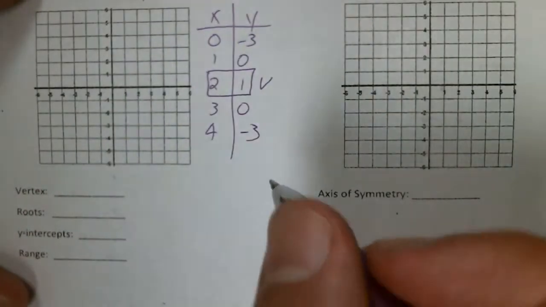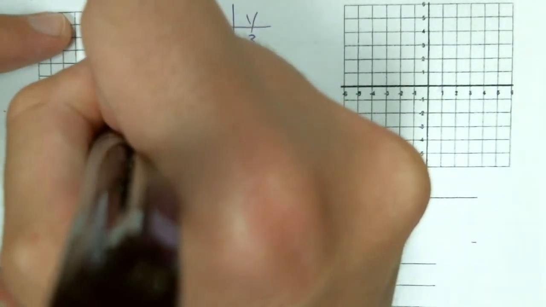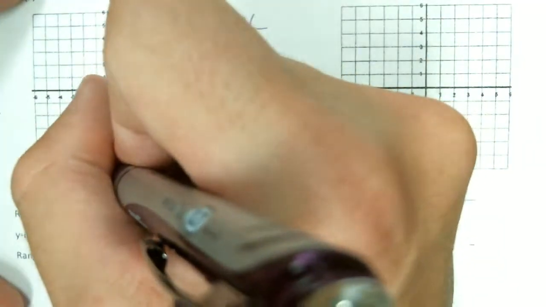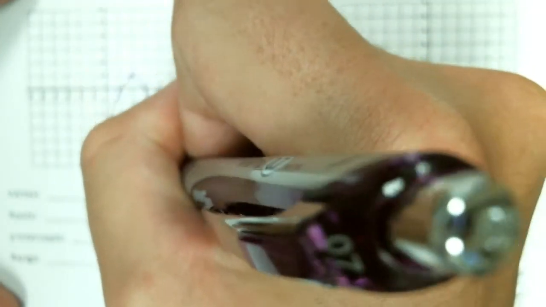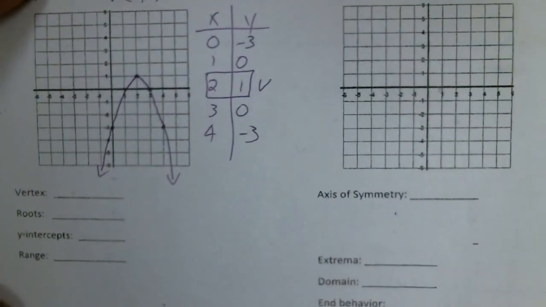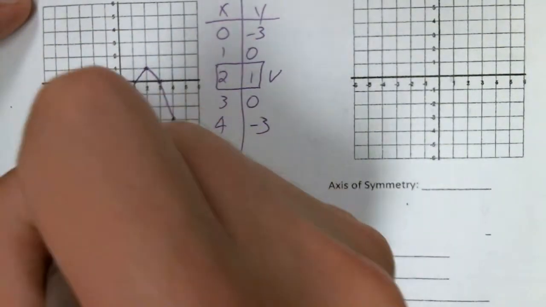Now I can plot 2, 1. There's the vertex, 3, 0, 1, 0, 4, -3, and 0, -3. Okay, let's go ahead and graph that. And now we can start answering some questions about the characteristics and the attributes. Vertex, we already know what that is, 2, 1.